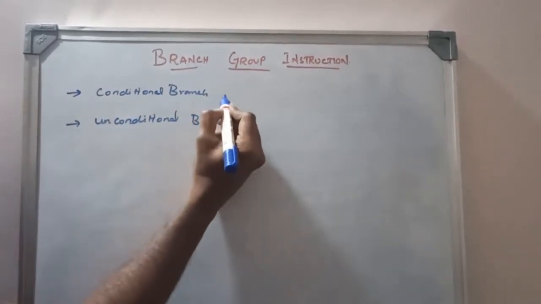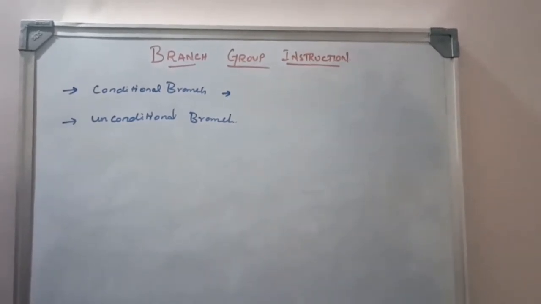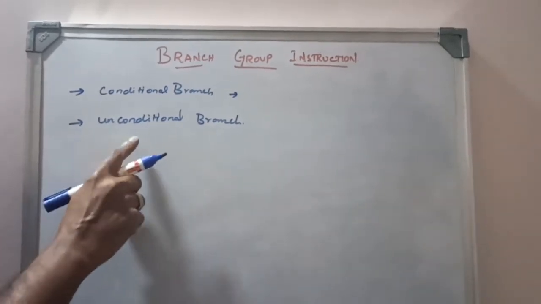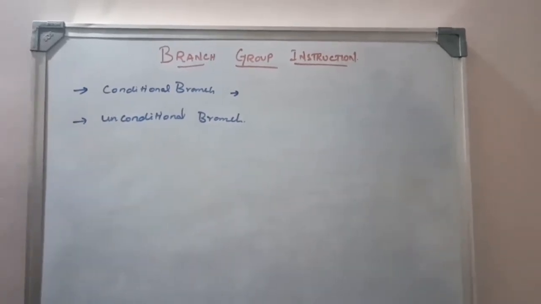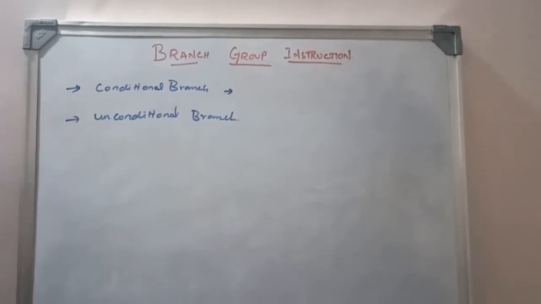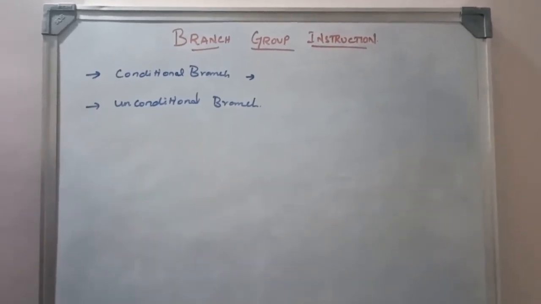Conditional means check the status of the flag register. Based on that, the program sequence will change. Unconditional branch group instruction means without checking any condition, whatever address location is specified in the instruction, that location is passed to the program counter. So that's an unconditional branch group instruction.